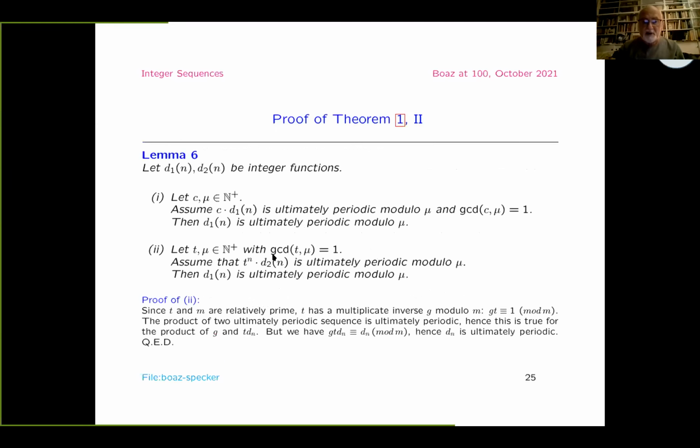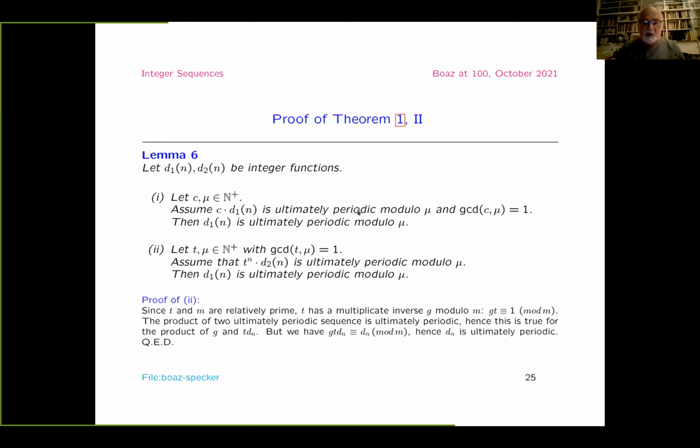And once we have done this, we prove a lemma. Let D1 and D2 be two integer functions. Assume that C times D1 of n is ultimately periodic and GCD(C, mu) is 1. Then D1 is also ultimately periodic modulo mu.